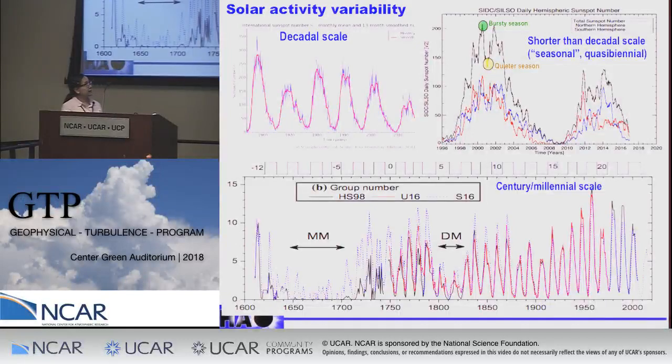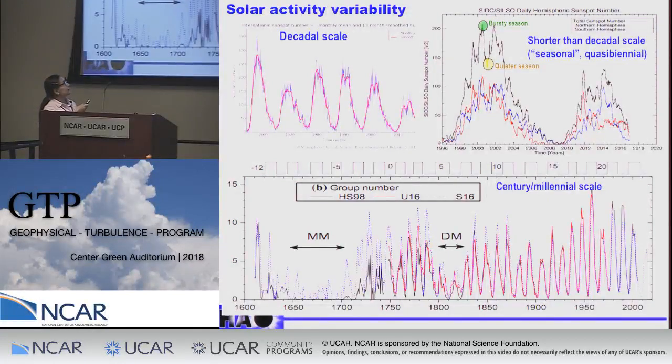The variability in solar activity occurs on different scales, starting from a decadal scale, which is known as the solar cycle, and then much longer-term variability, which gives rise to modern minima or medieval maxima type features. And if you look at an individual solar cycle, within a solar cycle there is a variability that is almost of the same order of magnitude as the solar cycle variability.